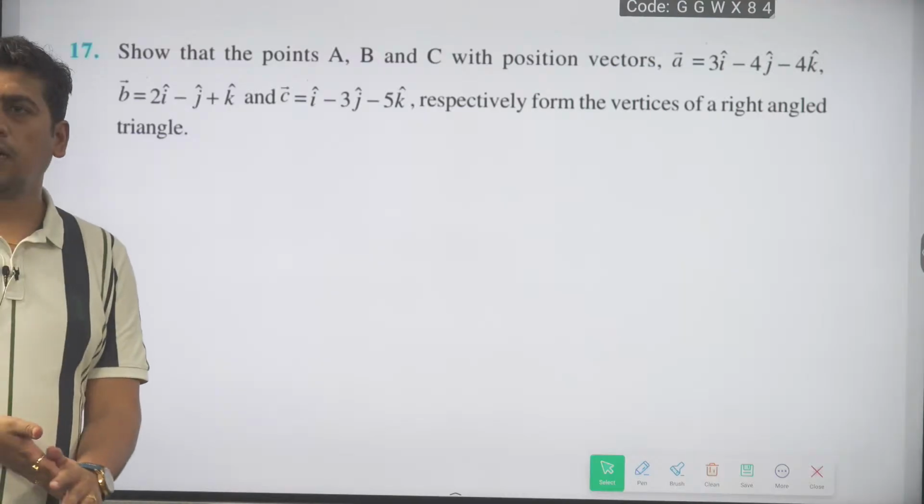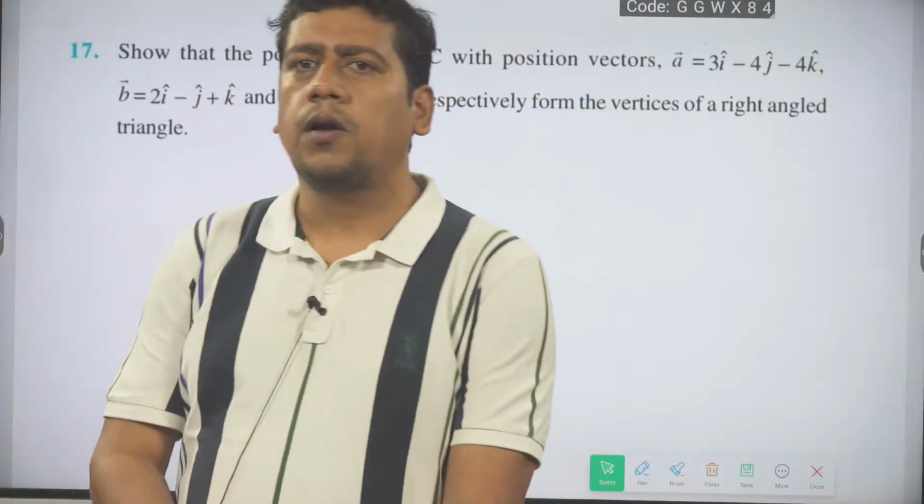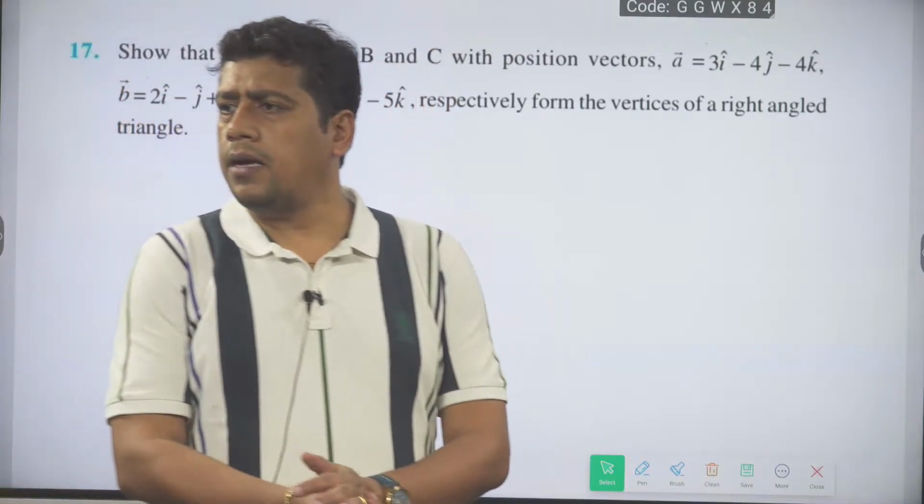If done, think about this distance formula, apply distance formula. Okay, so that will be my time.